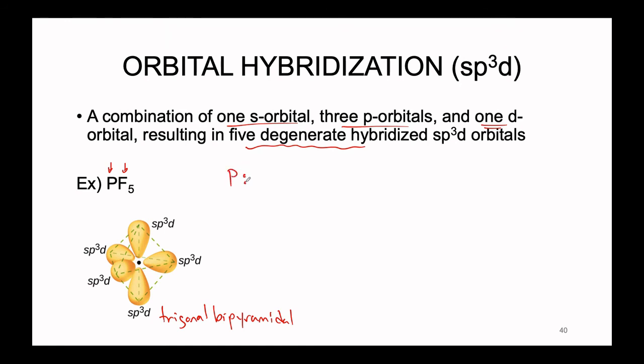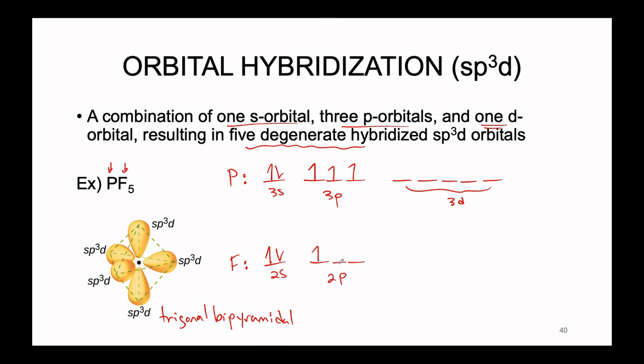So our phosphorus has a valence electron configuration that is 3s2, 3p3, and just for funsies, because these do exist nearby in energetic space, even though they're empty, there are 1, 2, 3, 4, 5 3d orbitals. They're just all empty. Now fluorine has a valence electron configuration of 2s2, 2p5.